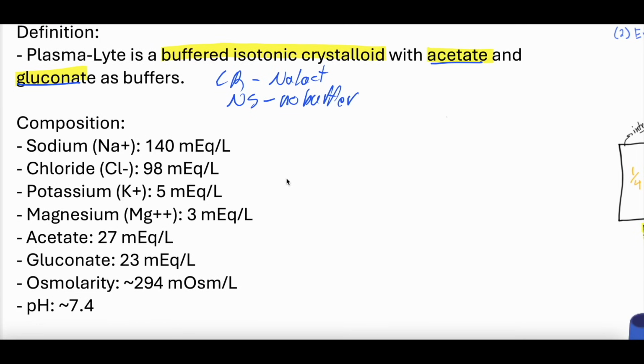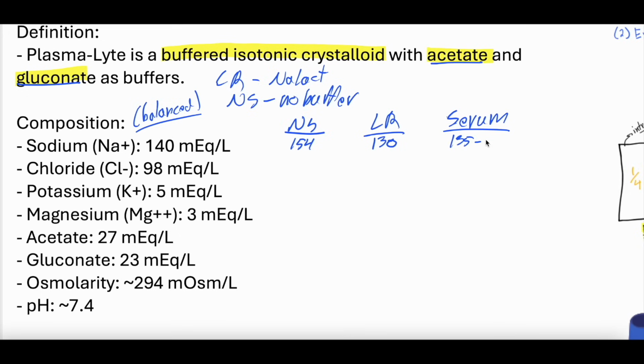Its composition, as we mentioned, is much more balanced. It's much closer to the serum composition. If we were to look at normal saline, lactated ringers, and then serum, hopefully we could pull that out of our brain. PlasmaLyte has about 140 milliequivalents of sodium. Normal saline has 154. Lactated ringers has about 130-ish. And then serum is 135 to 145. So you can see PlasmaLyte sodium content is the same as serum, whereas normal saline is high. Lactated ringers is about the same, but just a little lower.